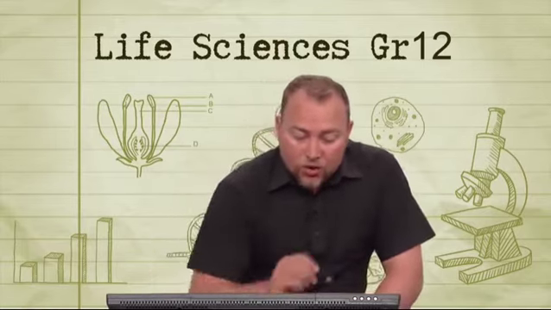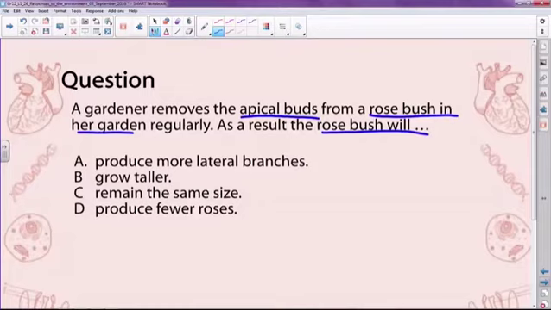Produces more lateral branches, grows taller, remains the same size, produces fewer flowers. I'm going to give you a quick minute, and I need you to understand. Instead of just choosing one, tell me why. Okay, 1 minute. Are you ready? Off you go.